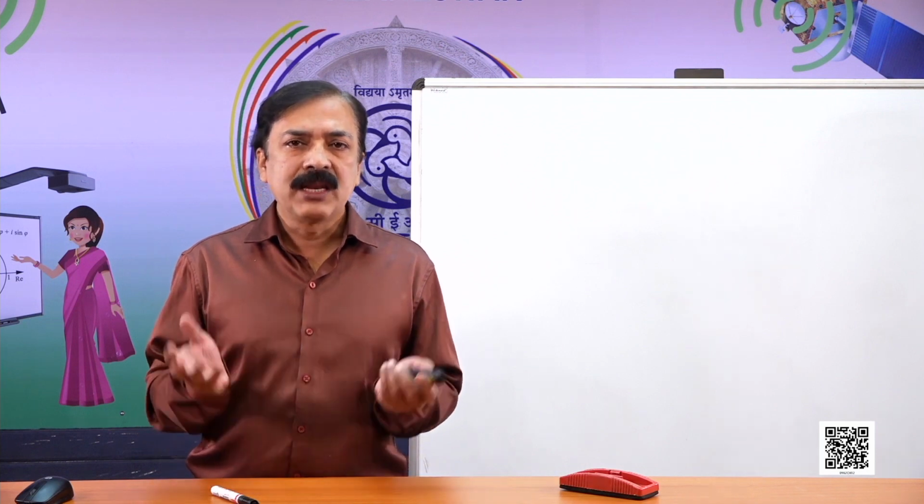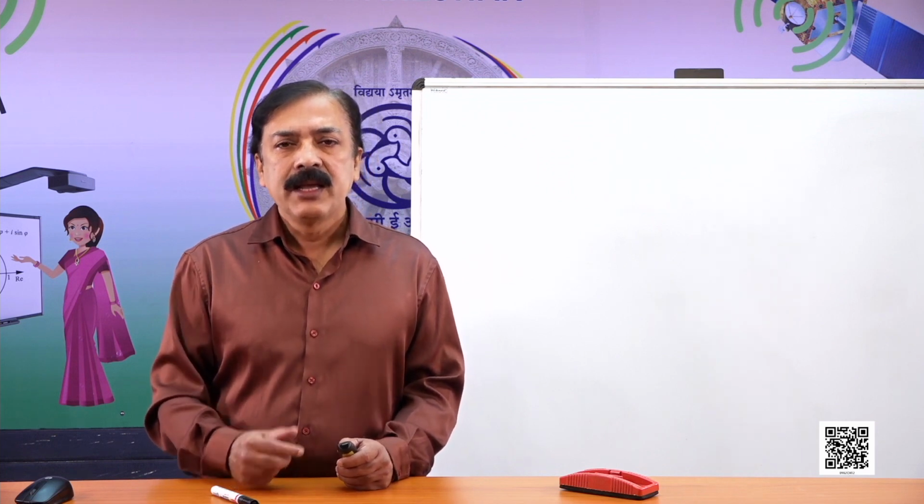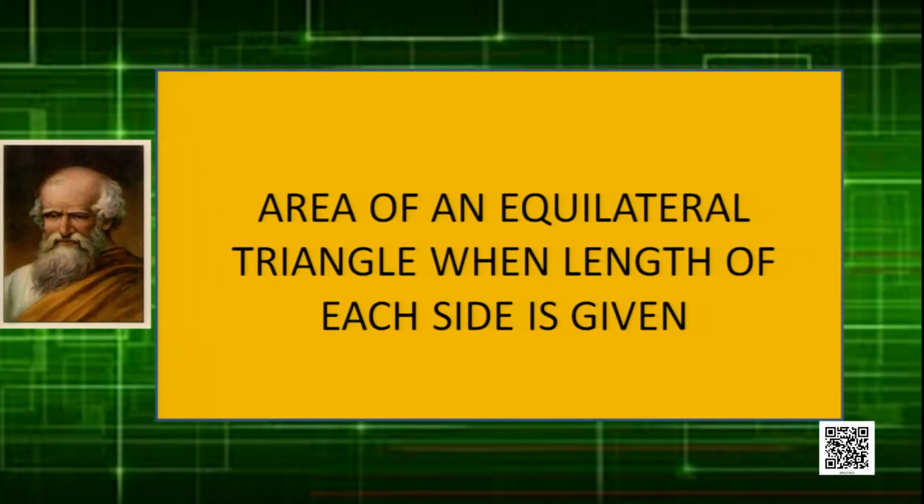So if all three sides are given, can we find the area of the triangle? Let's see. In case of the area of an equilateral triangle, when all the sides are given, let's have a look at this figure.